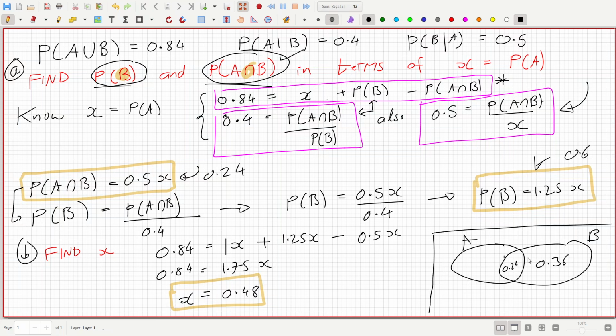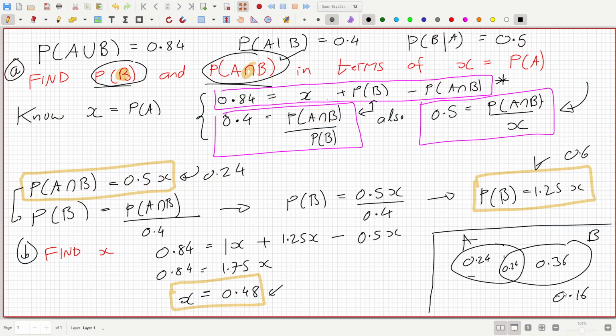So the total can be 0.6. A, do we know A? A is x, and x is 0.48. So that forces this here to be 0.24. So the total can be 0.48. And since everything has to add up to 1, it forces this here to be 0.16. So everything can add up to 1.